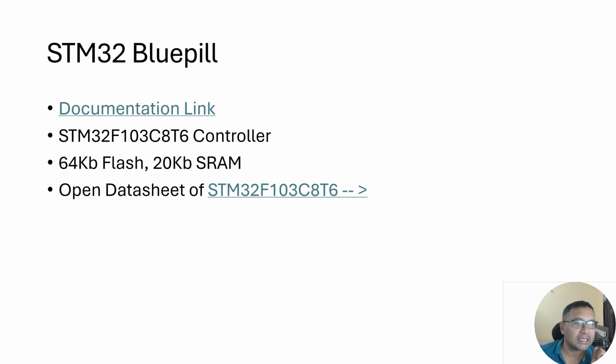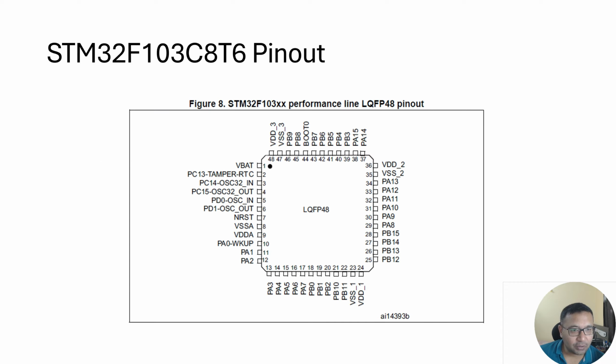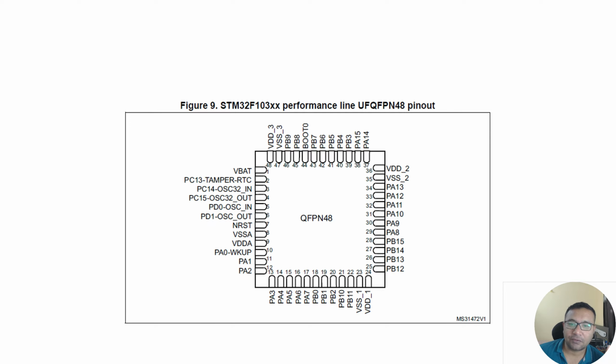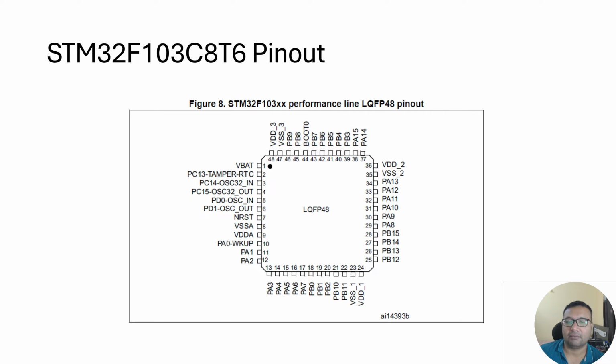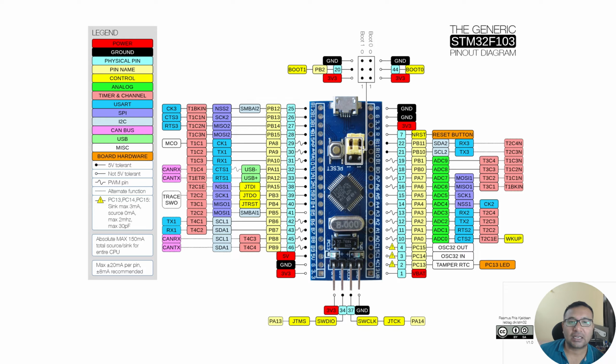It has got an STM32F103C8T6 controller. We'll see about that controller, what it is. The important thing is it has got 64 KB of flash memory and 20 KB of RAM to run your programs. Now if I go down, this is the QFP package, which is actually easy to solder by hand, and this is what is present on the Blue Pill. This is another QFN pinout, which is difficult to hand solder. Again, more about the package and details can be seen later on.